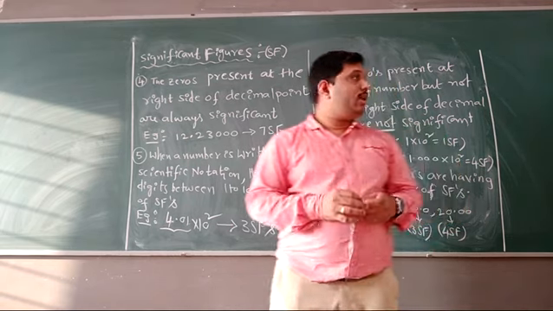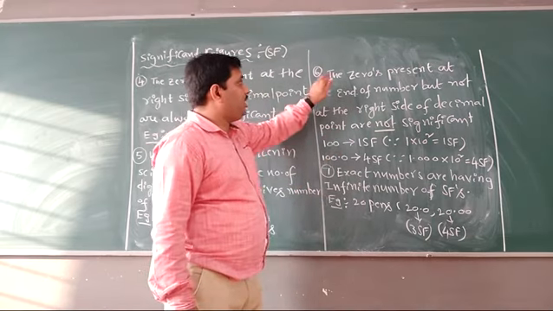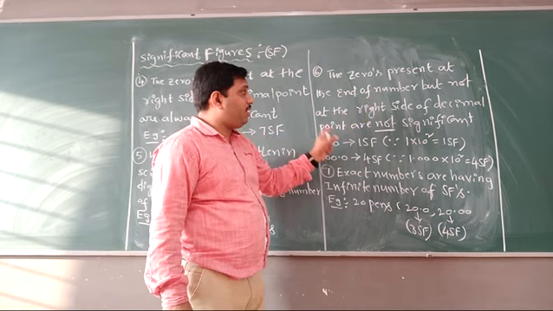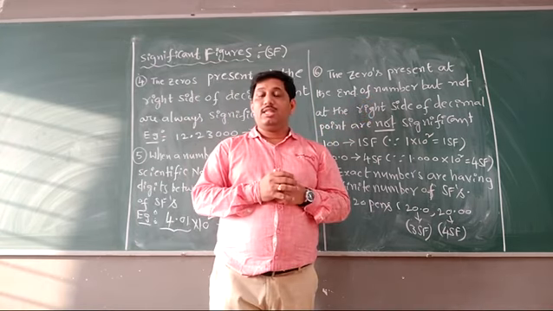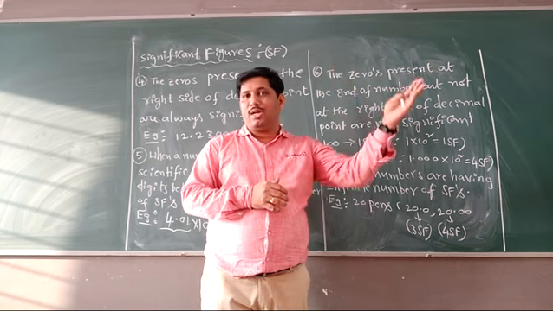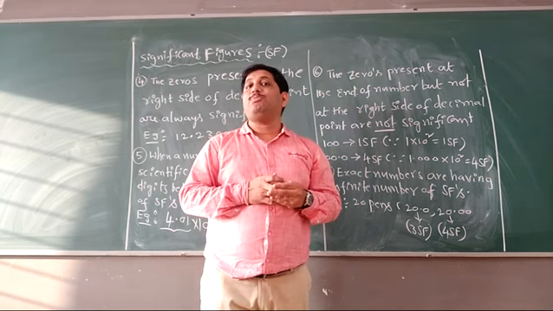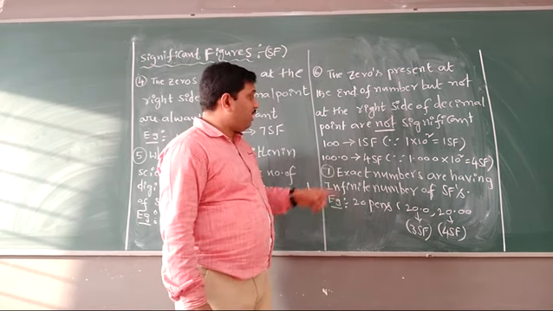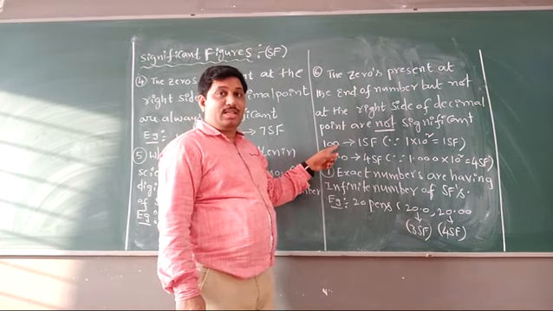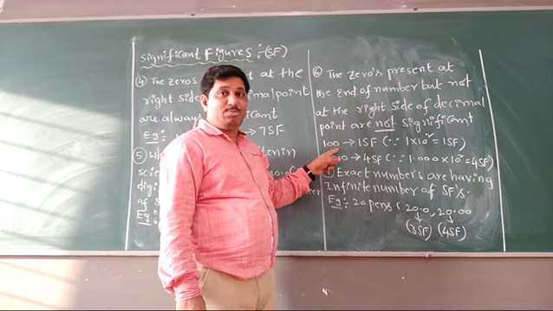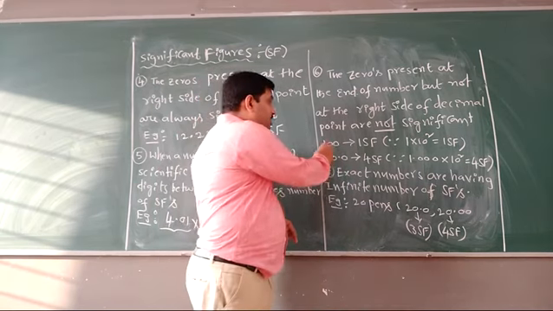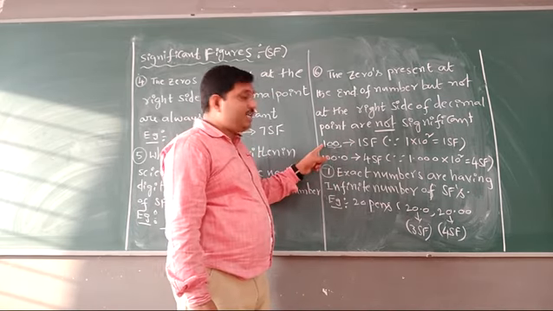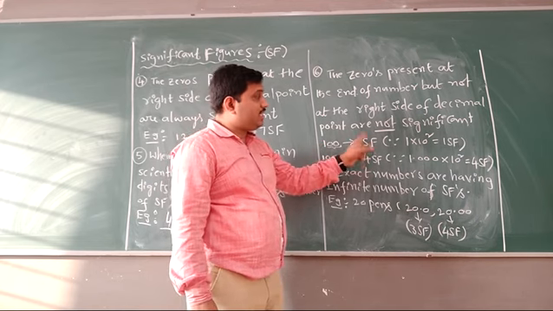Okay, students, next, rule number 6. The zeros present at the end of the number but not at the right side of the decimal point are not significant. For example, students, 100. The zeros are present at the end of the number, but is there any decimal point, students? No decimal point. Hence, these two are not significant. The two zeros are not significant. Only one is the significant figure.